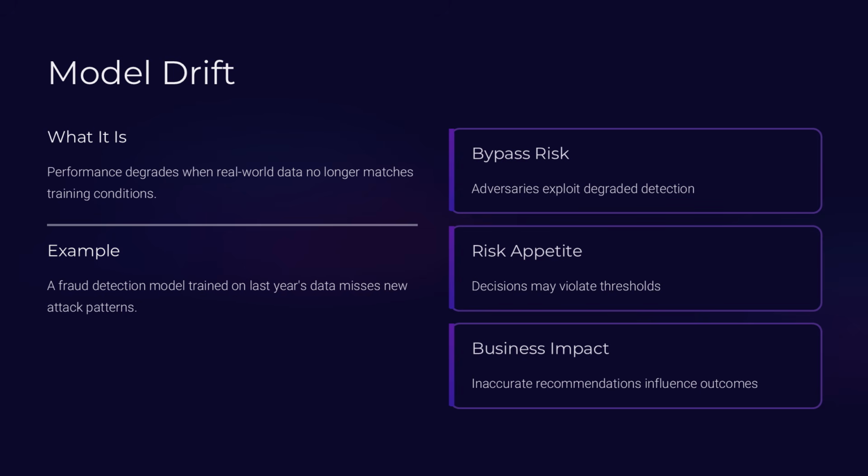From a security perspective, model drift can increase exposure. A degraded model may allow adversaries to bypass detection. A degraded model may produce decisions that violate risk appetite. A degraded model may generate inaccurate recommendations that influence business outcomes. Model drift must be monitored through measurable performance signals. You must treat these signals as security telemetry, not merely data science metrics.